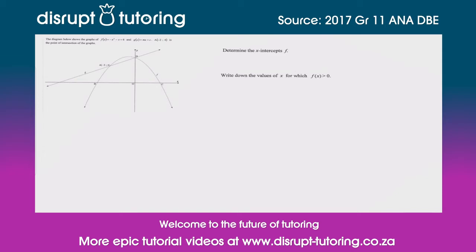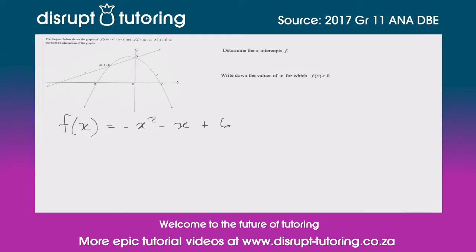Now we've been asked to do two things. The first thing is determine the x-intercepts of f. So this is our curve f, and they're asking us to determine B and C. So let's see how we do that. I'm going to change my pen color quick. Right, so we've got the curve f of x equals minus x squared minus x plus 6.